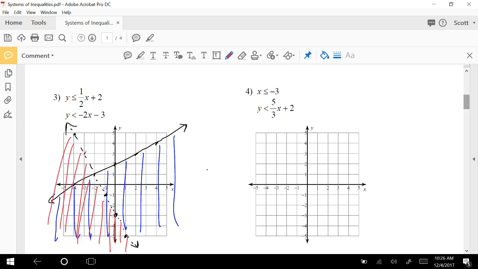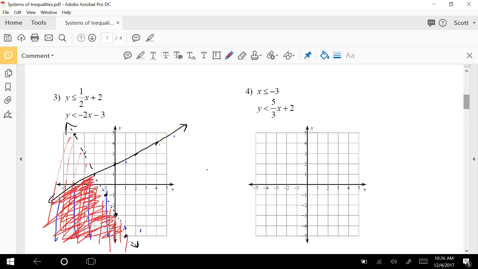And the only place that overlaps would be this area, all in here. All of that area. So I can erase this. I can erase this. And that would be my answer. Do the same thing for the next one.